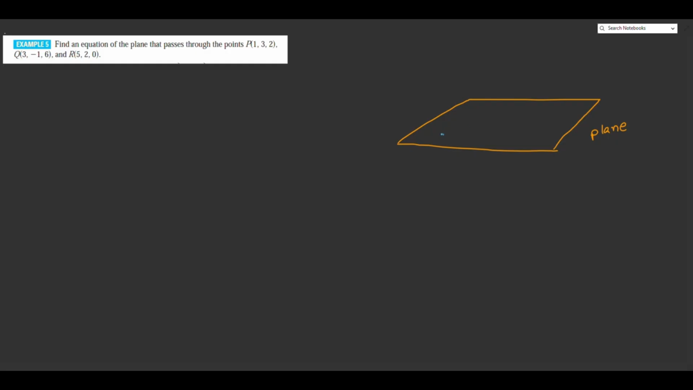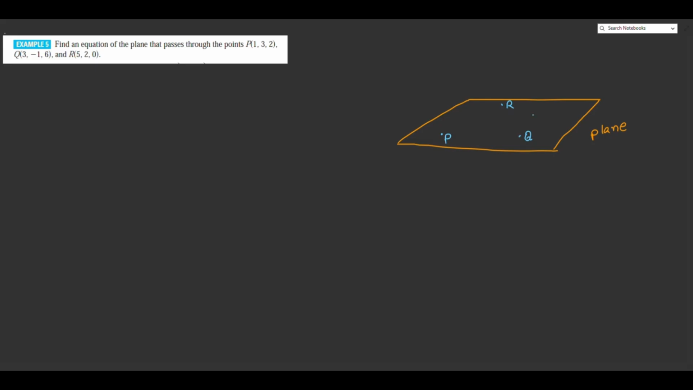So this is the point P. Let's say this is the point Q and this is the point R, and we need to find the equation of this plane. But in order to find the equation of a plane, we need a point through which this plane is passing. For that we can use any one of these points. But the other thing we need is a normal vector to the plane.